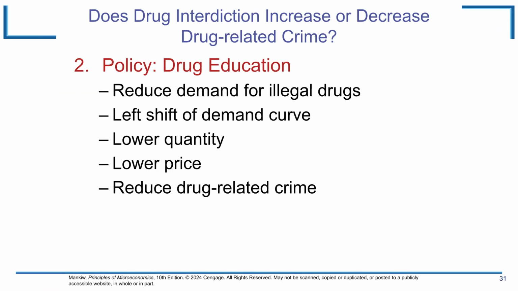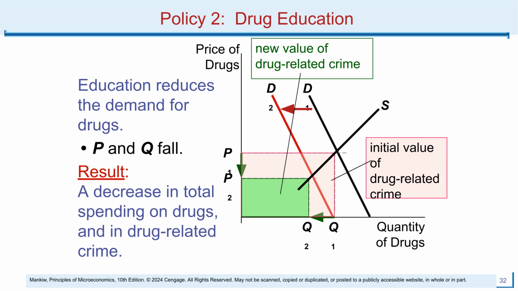Alternatively, consider drug education programs. By reducing the demand for illegal drugs, these policies shift the demand curve to the left, which can lead to lower prices and lower quantities, ultimately reducing drug-related crime. As we've seen, drug education reduces the demand for drugs. Consequently, both the price and the quantity sold fall, which leads to a decrease in total spending and drug-related crime.